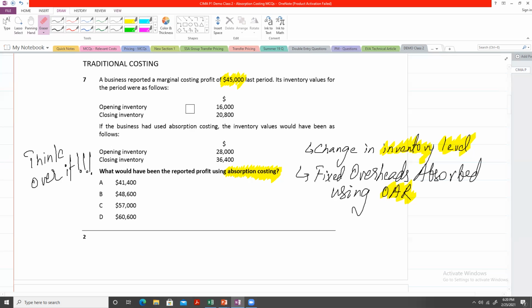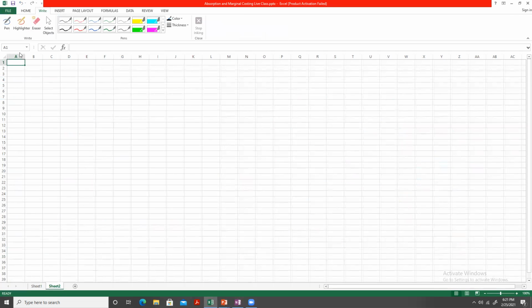Okay then, welcome back. Before going for the break, I gave you question number 7 of the Kaplan revision kit to read. We are given the marginal costing profit and the inventory figures under the two approaches. The main thing we need to find out in this question is the difference in the profits of the marginal and the absorption costing. So let me show you how.